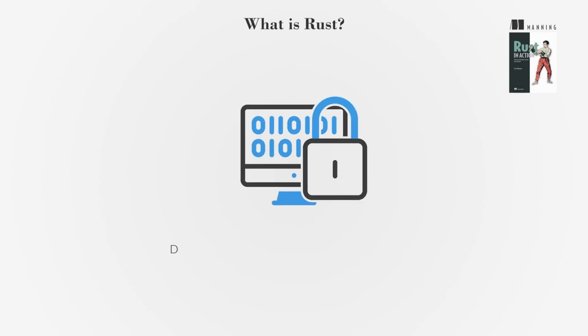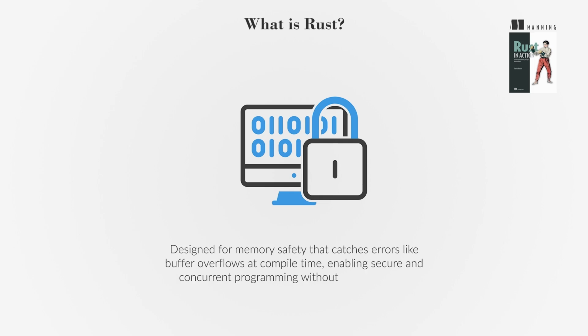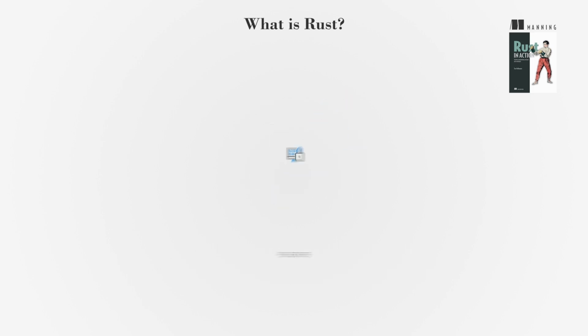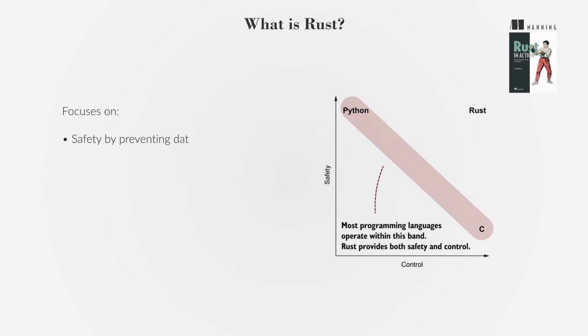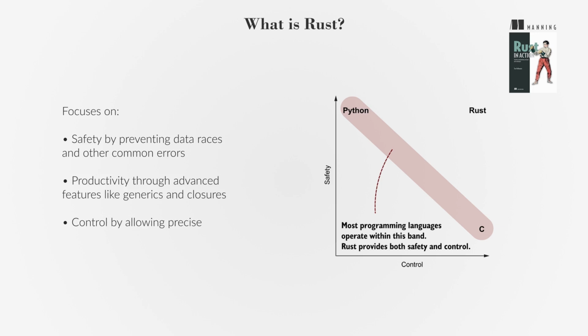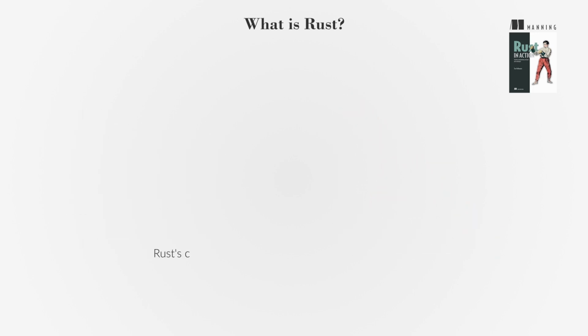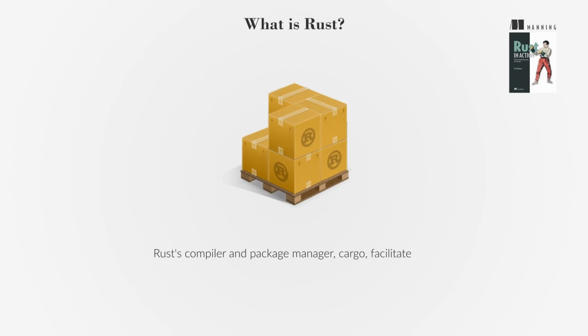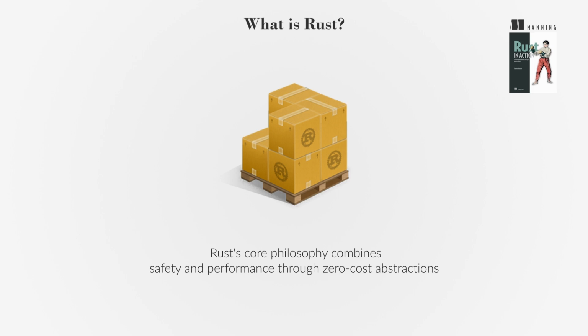Rust is a programming language designed for memory safety that catches errors like buffer overflows at compile time, enabling secure and concurrent programming without runtime costs. The language focuses on safety by preventing data races and other common errors, productivity through advanced features like generics and closures, and control by allowing precise memory management. Rust's compiler and package manager, Cargo, facilitate error detection and project management, streamlining the development process. Rust's core philosophy combines safety and performance through zero-cost abstractions.